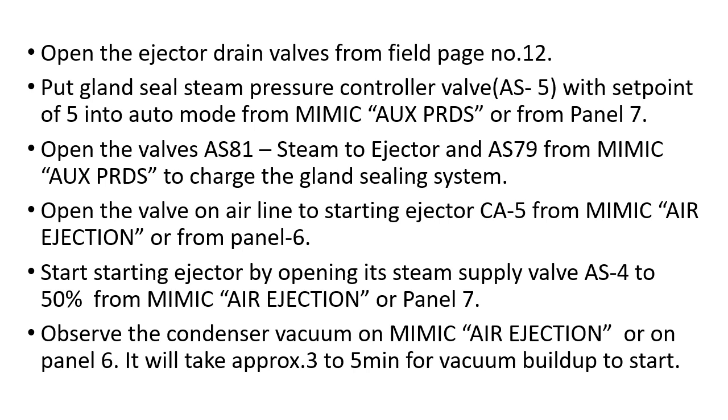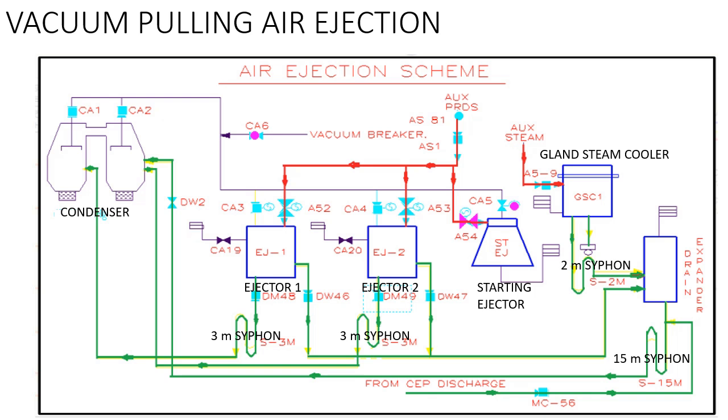Now once you take the starting ejector in service, in this diagram you can see the vacuum cooling air ejection. You have got a condenser, then CA1, CA2 air valves, then the vacuum breaker valve is also there, shown in closed position. Then you have got the main ejectors, ejector 1, 2, then the starting ejector, then the gland steam cooler. So we are starting the starting ejector first.